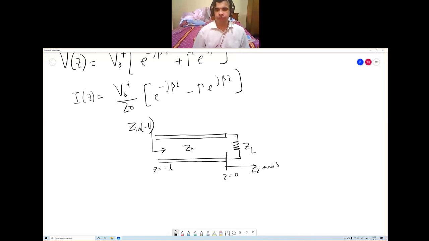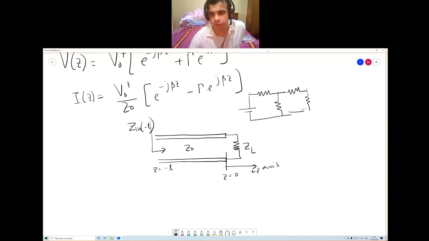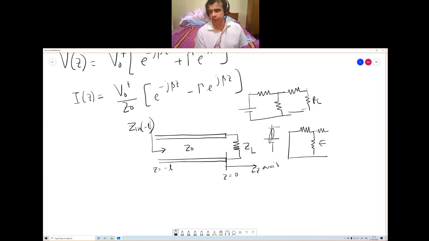In Thevenin's equivalent, what did you find? Suppose we had to find some R Thevenin. This is our circuit, this is my RL. So we had to short circuit the source and then find the resistance looking from here. This is similar, although not exactly Thevenin. We are finding the impedance looking from the point z equal to minus L towards the line. Is the problem clear? Then only we can try to solve it.